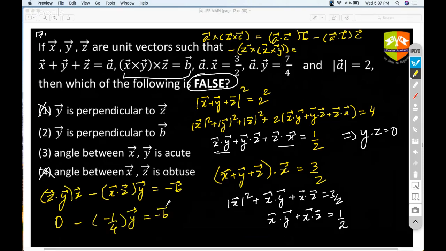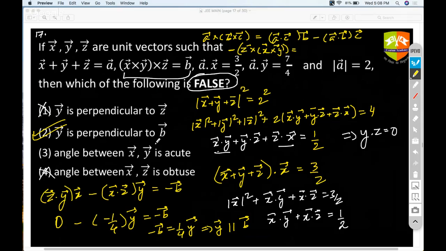Okay. So this gives us minus B vector as 1/4 of Y vector, which implies Y vector is parallel to B vector. So Y cannot be perpendicular to B. So in this case, option number 2 becomes our correct answer because it is false. Right? Okay. So we need not look any further.